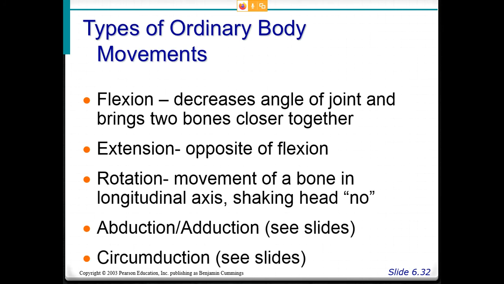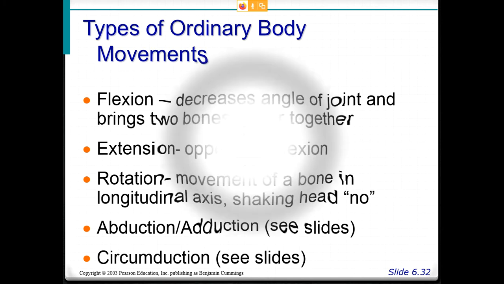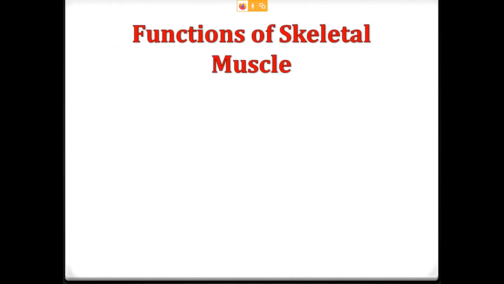Exercises. Then coming to the types of ordinary movements, these are flexion, extension, rotation, abduction, adduction, circumduction. These are normal ordinary movements that we do with our body. Okay, the muscles. Some muscles are responsible for different movements.